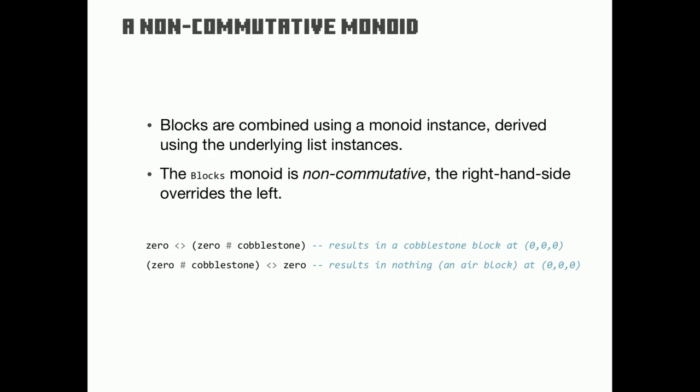So zero appended with zero hash cobblestone gives you a cobblestone block at the origin. Whereas if we swap the arguments around, if we commute them, then you get a different answer. You've lost the cobblestone.